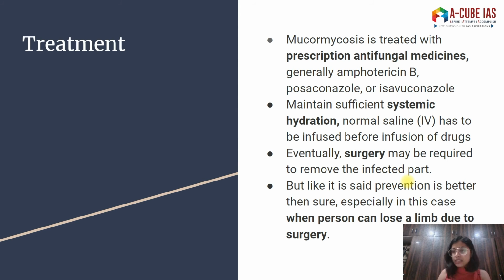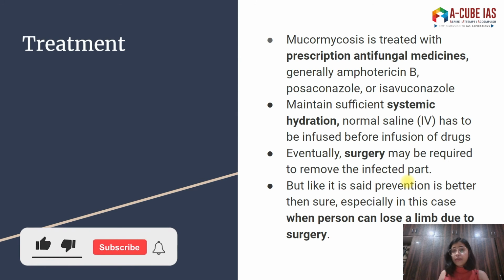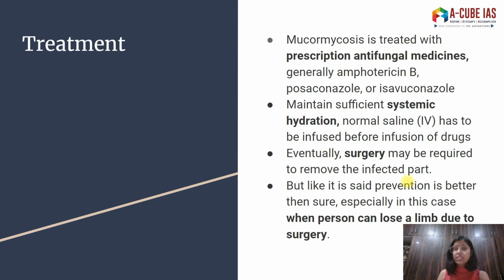Eventually, if these initial medications are not able to stop it, then surgery is also prescribed to remove the infected part. But like it is said, prevention is better than cure, because sometimes treatment may lead to a patient losing their limbs. Sometimes it is an eye, sometimes it is a hand, or sometimes it is some other part of the body. So it is very important that you recognize it at an initial stage and take the required preventive steps.